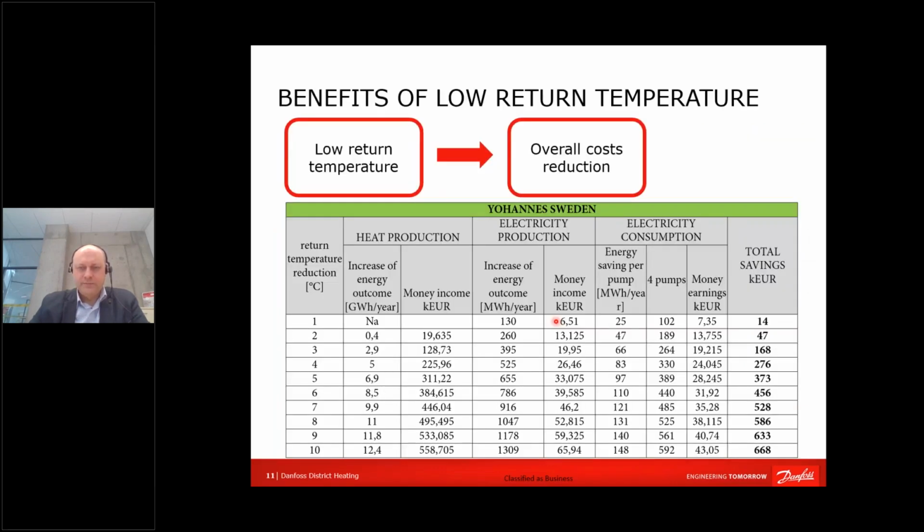That's an example from Sweden. You can read about that. If we are controlling return temperature in a proper way, and if we are capable of reducing it, we can save money. I will skip this slide. You will be able to read it later on, but the general overview is that by reducing return temperature through proper control, we are saving money.